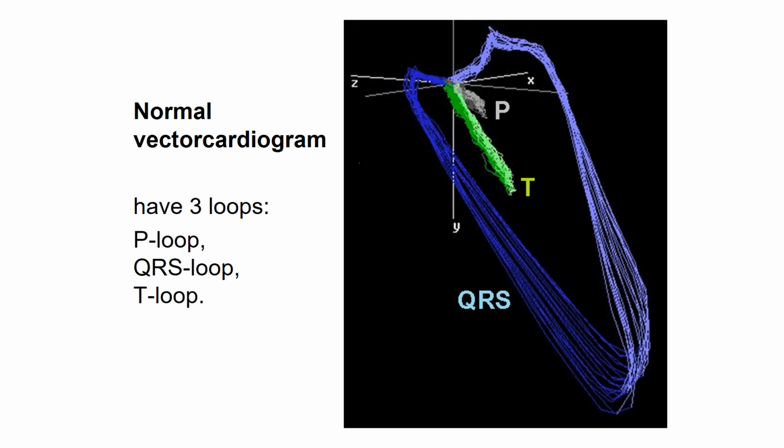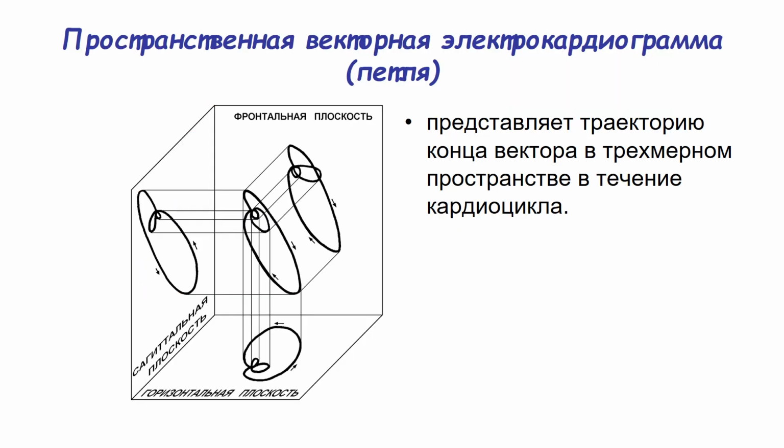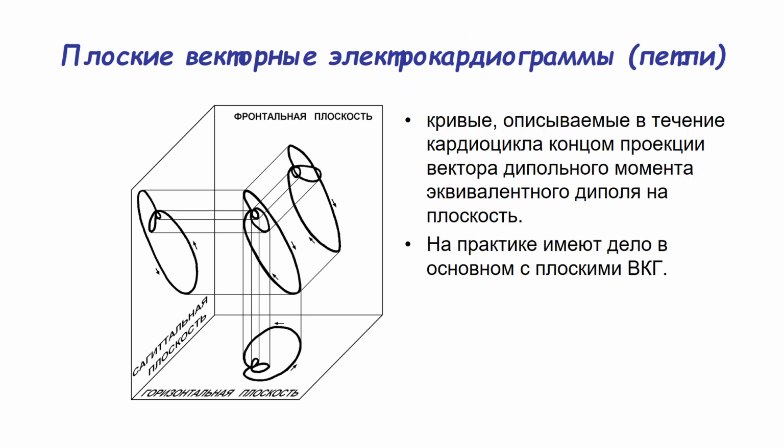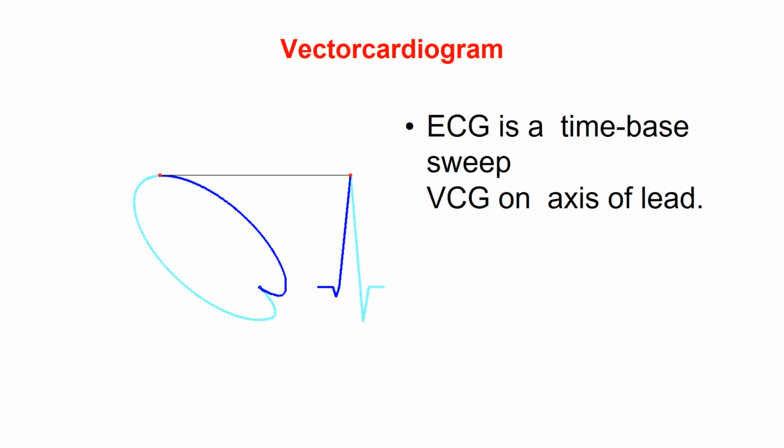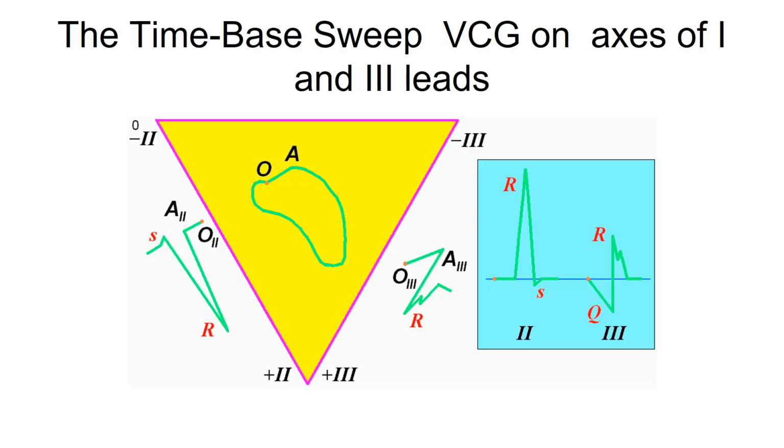Normal vector cardiogram has three loops: P loop, QRS loop, T loop. ECG is a time-based sweep of VCG on the axis of lead. The time-based sweep of VCG on the axis of leads 1 and 3.